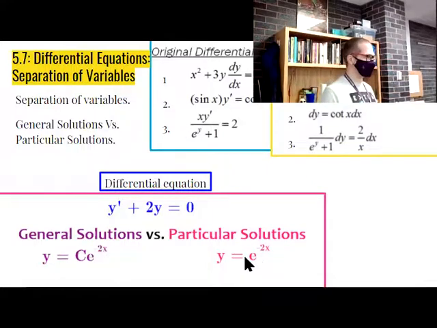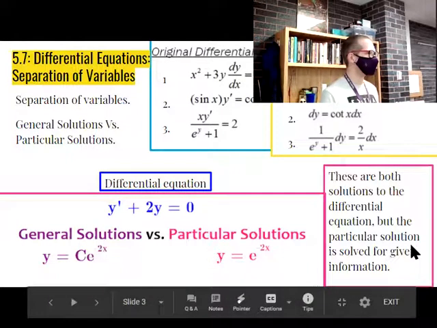A particular solution you can't get unless you have an initial condition. You have a value of x and y, or whatever the variables happen to be. Typically we use x and y for these, but it doesn't have to be. But in order to get a particular solution, you need to have an initial point to use. What you do then is you plug in the x and y values and solve for c. That is how you get a particular solution. You plug in a known value and solve for the constant.